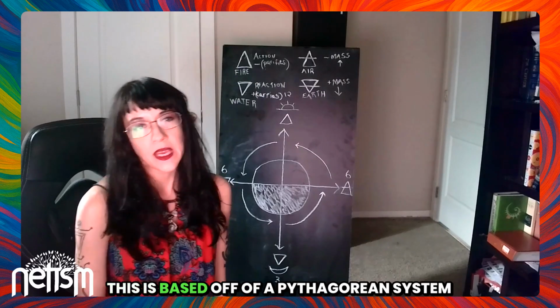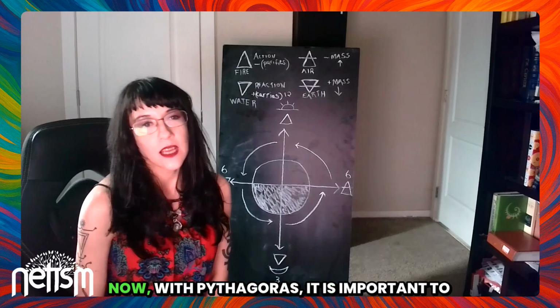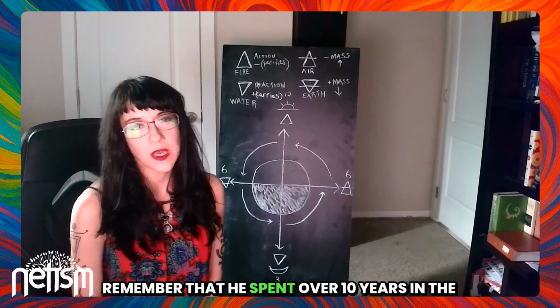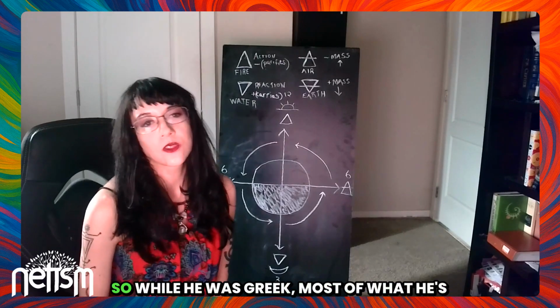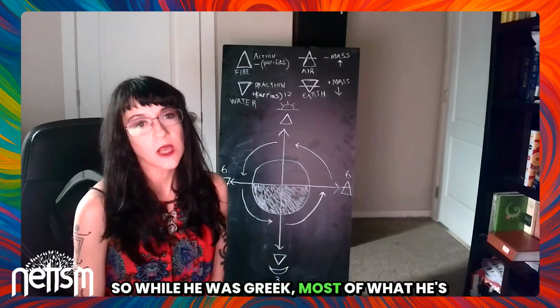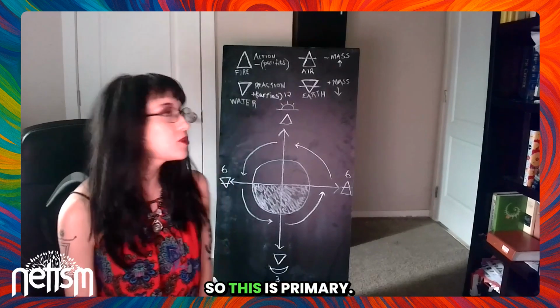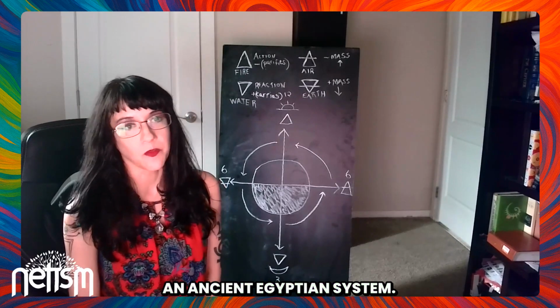This is based off of a Pythagorean system of elements. Now, with Pythagoras, it is important to remember that he spent over 10 years in the ancient Egyptian mystery schools. So while he was Greek, most of what he's teaching is ancient Egyptian. So this is primarily an ancient Egyptian system.